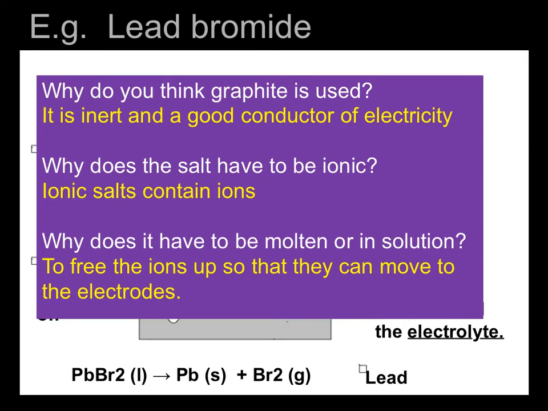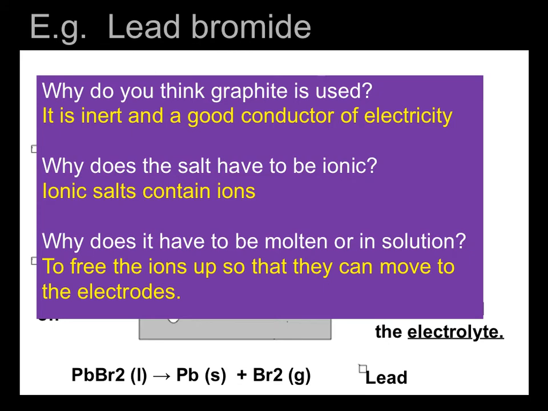We're told then in the next box, we're asked the question, so how does electrolysis work? We're told number 1, and it would be good to highlight that, electricity is passed through the molten ionic salt. We're asked the question again, why does the salt have to be ionic? And we're going to write in the yellow sentence, ionic salts contain ions.